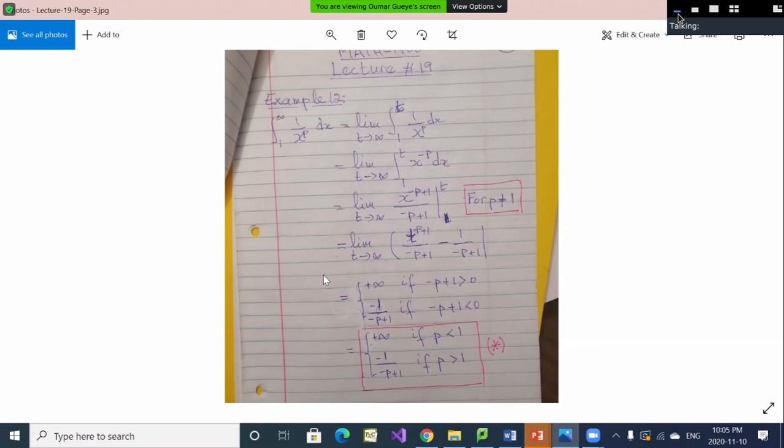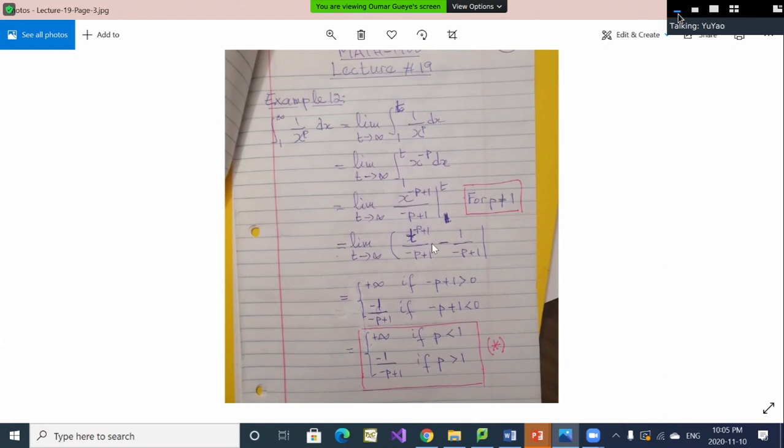Any question? Can I move to the next page? Now, guys, move to the next page. Yes or no? Yes, sir. Yes. Yes, sir. Okay. All right.